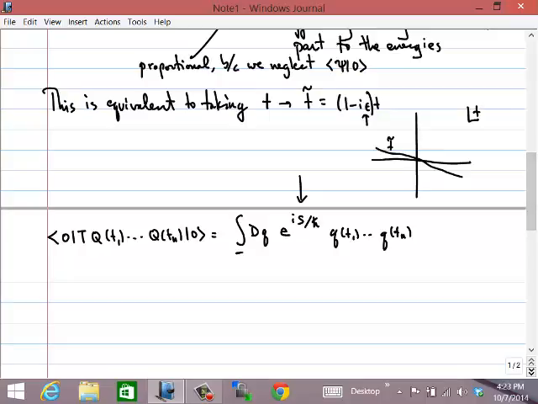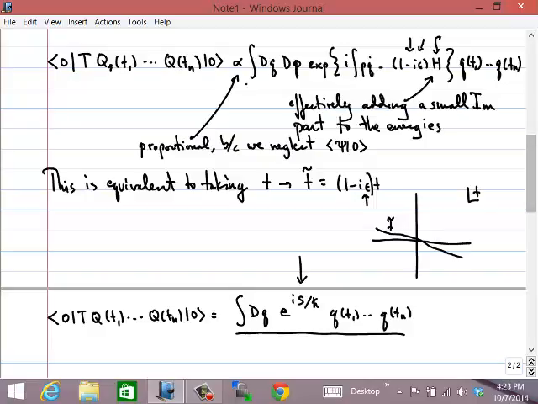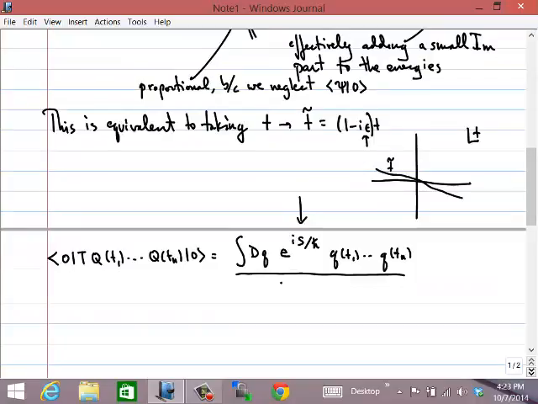And the final subtlety that we need to worry about is the fact that we only had this proportional-to sign here, which arose because we were neglecting all of the normalization factors. So I'm going to fix that up just by normalizing everything by hand, so that I'll just divide by the norm of the vacuum state here, otherwise known as just the path integral dq e to the i S over h bar with no insertions. Okay. So this is to keep everything normalized.